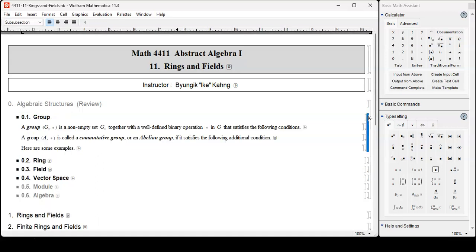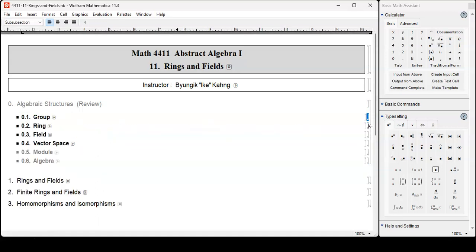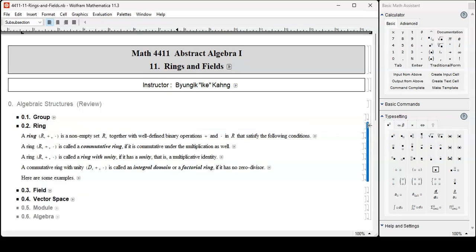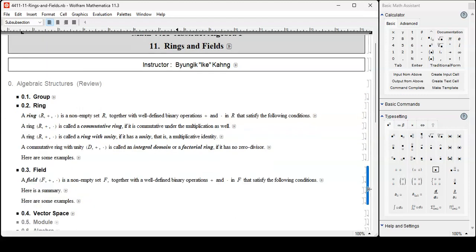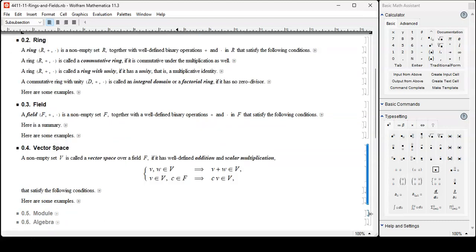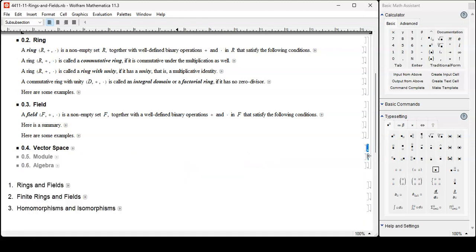Yes, we went through groups. So the next item in the list, rings, and then fields. By the way, the next one here, vector spaces, is going to be covered in linear algebra, Math 3315, so let's not worry about that. And as for these two, modules and algebras, again, Abstract Algebra 2.